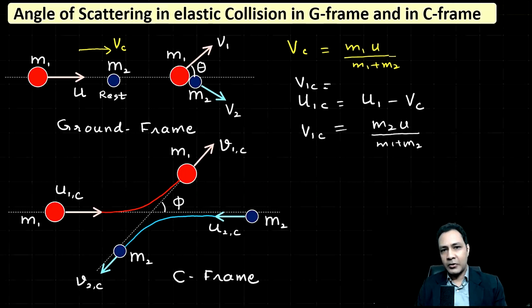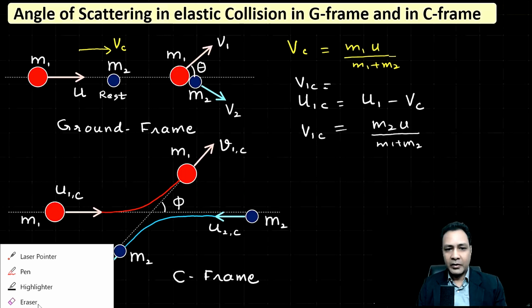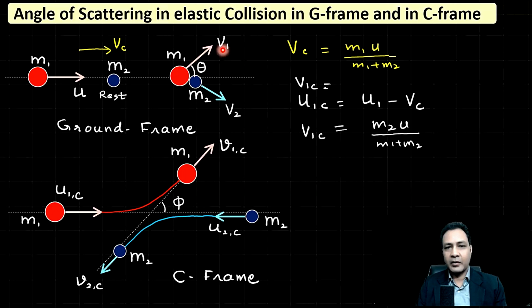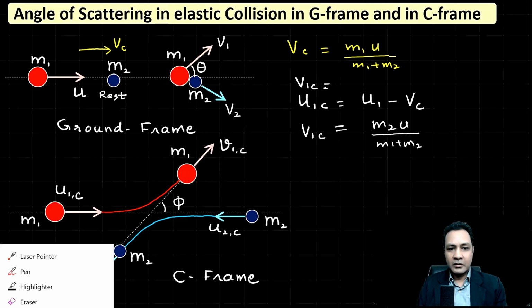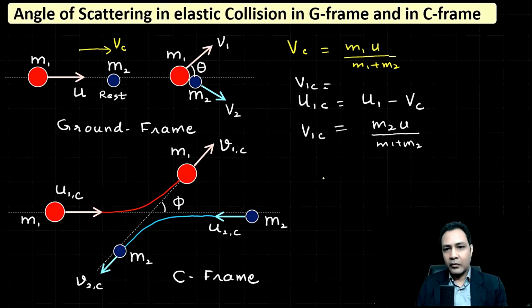The two velocities of m1, one in the ground frame, which is the v1 vector, and the other in the C frame, v1c vector after collision, are connected by this relation: the v1 vector is equal to the v1c vector plus the vc vector.